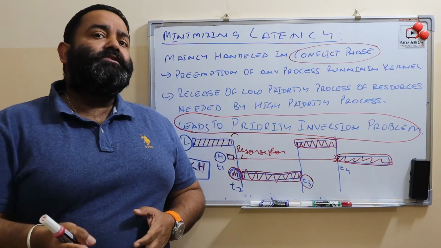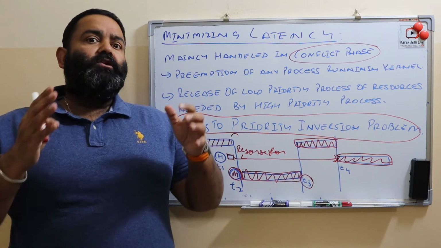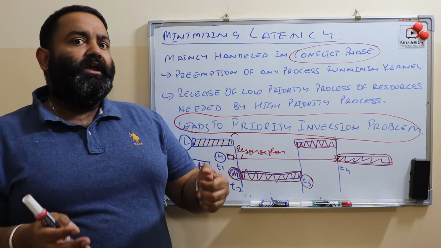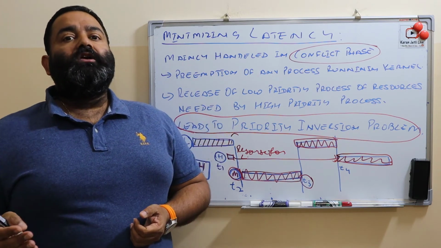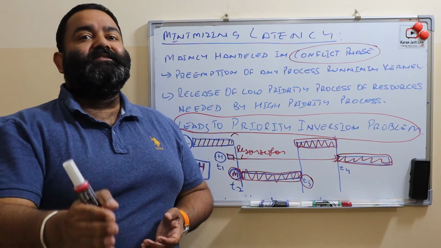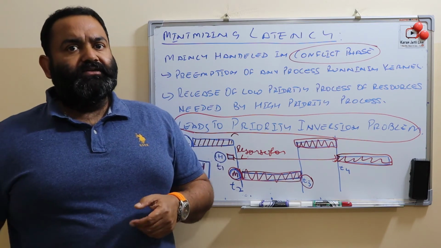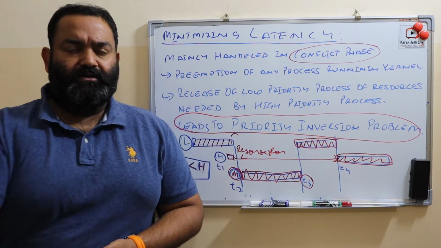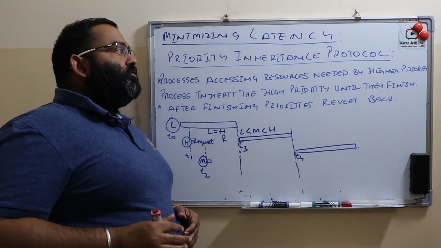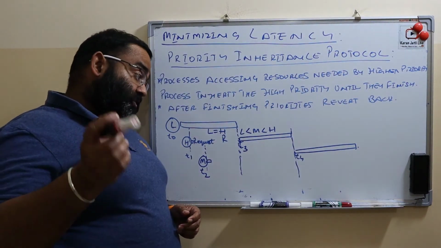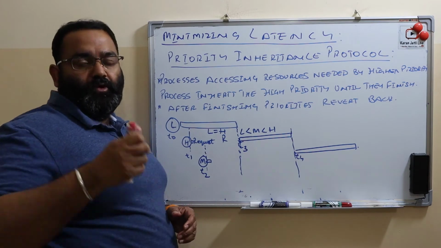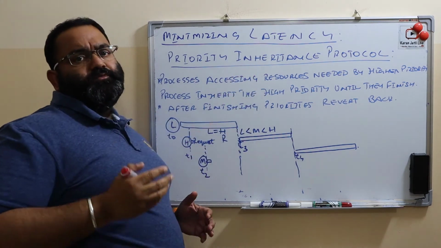Okay, now what is the solution for it? One of the solutions for the priority inversion problem is called the priority inheritance protocol. What it is, we will discuss in the next part. And now guys, the solution for priority inversion: one of the solutions is the priority inheritance protocol.